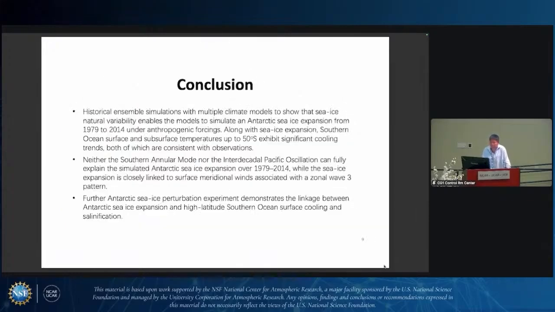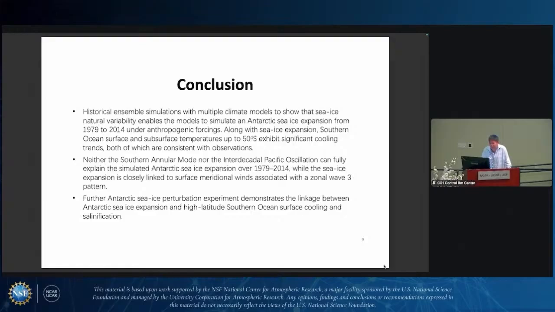Okay, so here is my conclusion. First, I found that historical ensemble simulations with multiple climate models give us this result: sea ice natural variability can allow models to simulate Antarctic sea ice expansion from 79 to 14 under the anthropogenic forcings. Along with sea ice expansion, Southern Ocean surface and subsurface temperatures can cool up to 50 degrees north, and that is consistent with observation.